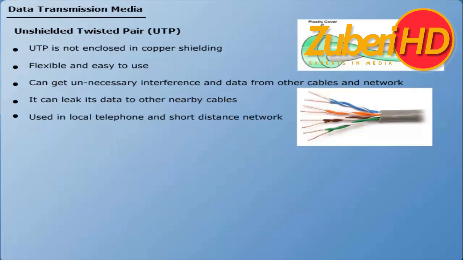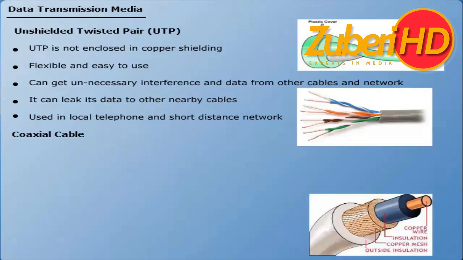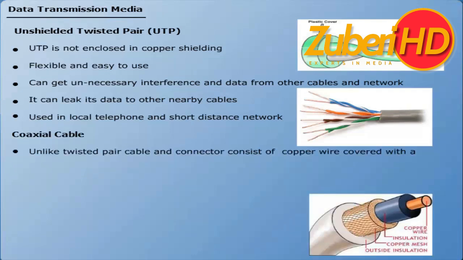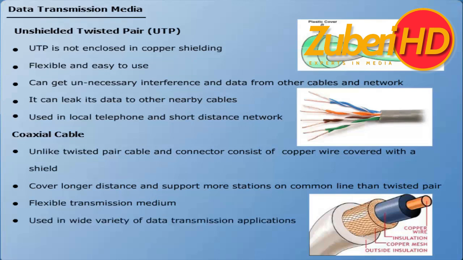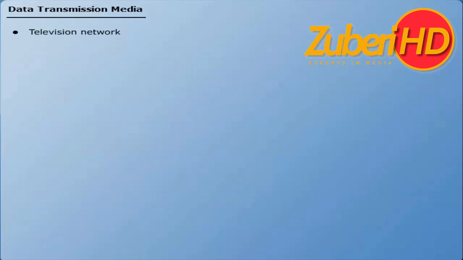Coaxial cable. Coaxial cable, unlike twisted pair, comprises of one conductor. It consists of one copper wire which is covered with a shield. Coaxial cable can be used over longer distances and supports more stations on a common line than the twisted pair. Coaxial cable is one of the most common types of flexible transmission medium. Due to its flexibility, it is used in wide variety of data transmission applications. The most important of these include television network, long-distance telephone communication, local area networks.